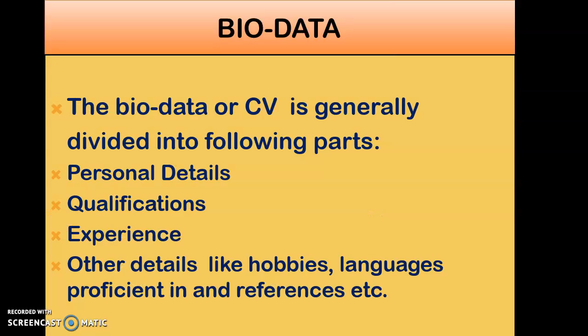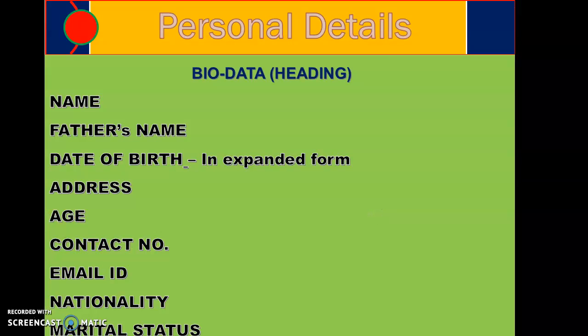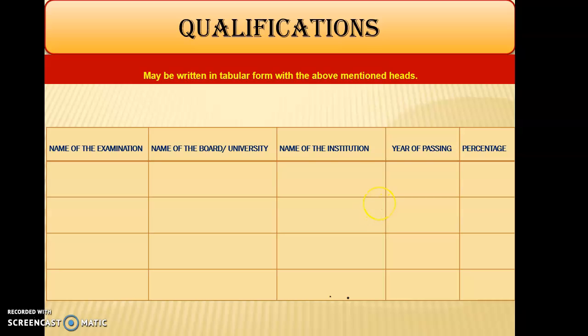Now the biodata. Coming to the next important part of the job application letter. After the covering letter, there is the biodata. The biodata or CV is generally divided into the following parts: personal details, qualifications, experience, other details like hobbies, languages proficient in, and references. Now, the personal details. Personal details should include name, father's name, date of birth in expanded form, address, age, contact number, email ID, nationality, and marital status.